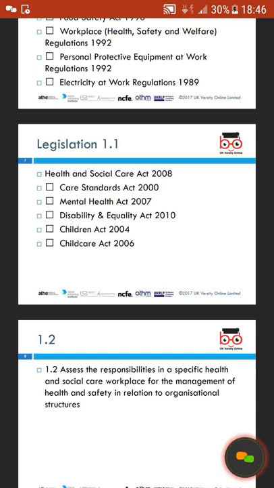How the legislation is actually implemented. So it's not good enough to just talk about an act. You've got to show me what you know and how you've understood the act, how the act is implemented within the work practice.